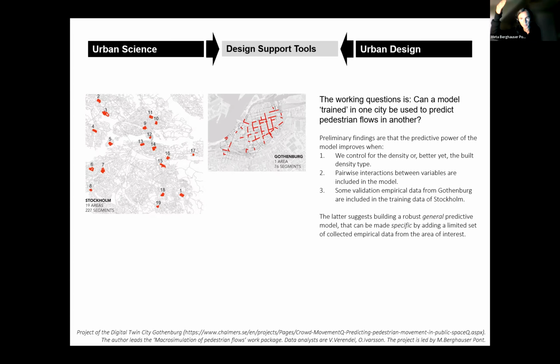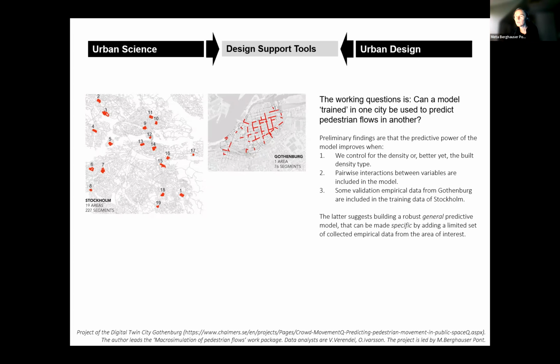This is also confirming earlier findings of our research. The third thing we have found when we started exploring and making this predictive model is that if we add some validation empirical data from Gothenburg in the model that we developed in Stockholm, so we put some real data of the city that we are interested in into the predictive model, it suddenly improves very much the predictive power of all the streets in Gothenburg.